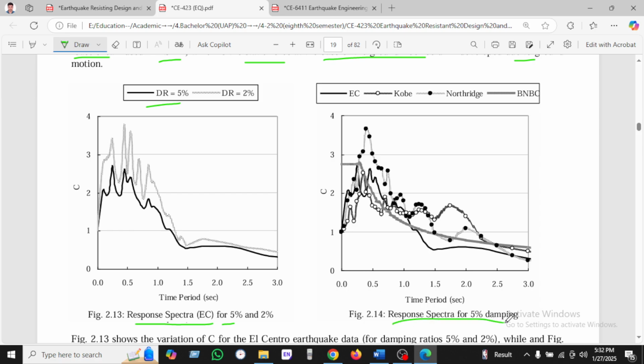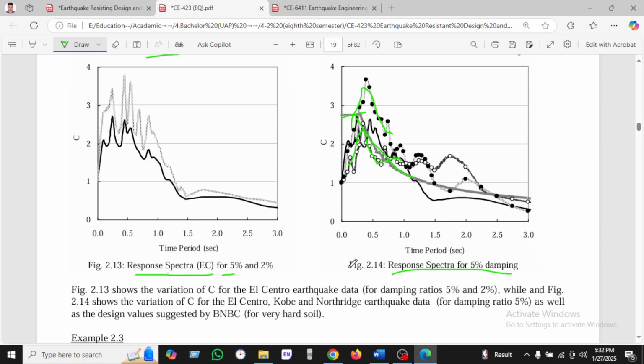In the response spectrum for 5% damping ground motion, we can see the El Centro curve is like that, this line is Kobe, and the other ground motion we've been seeing here is Northridge. The proposed BNBC is shown, and the previous BNBC is like that.